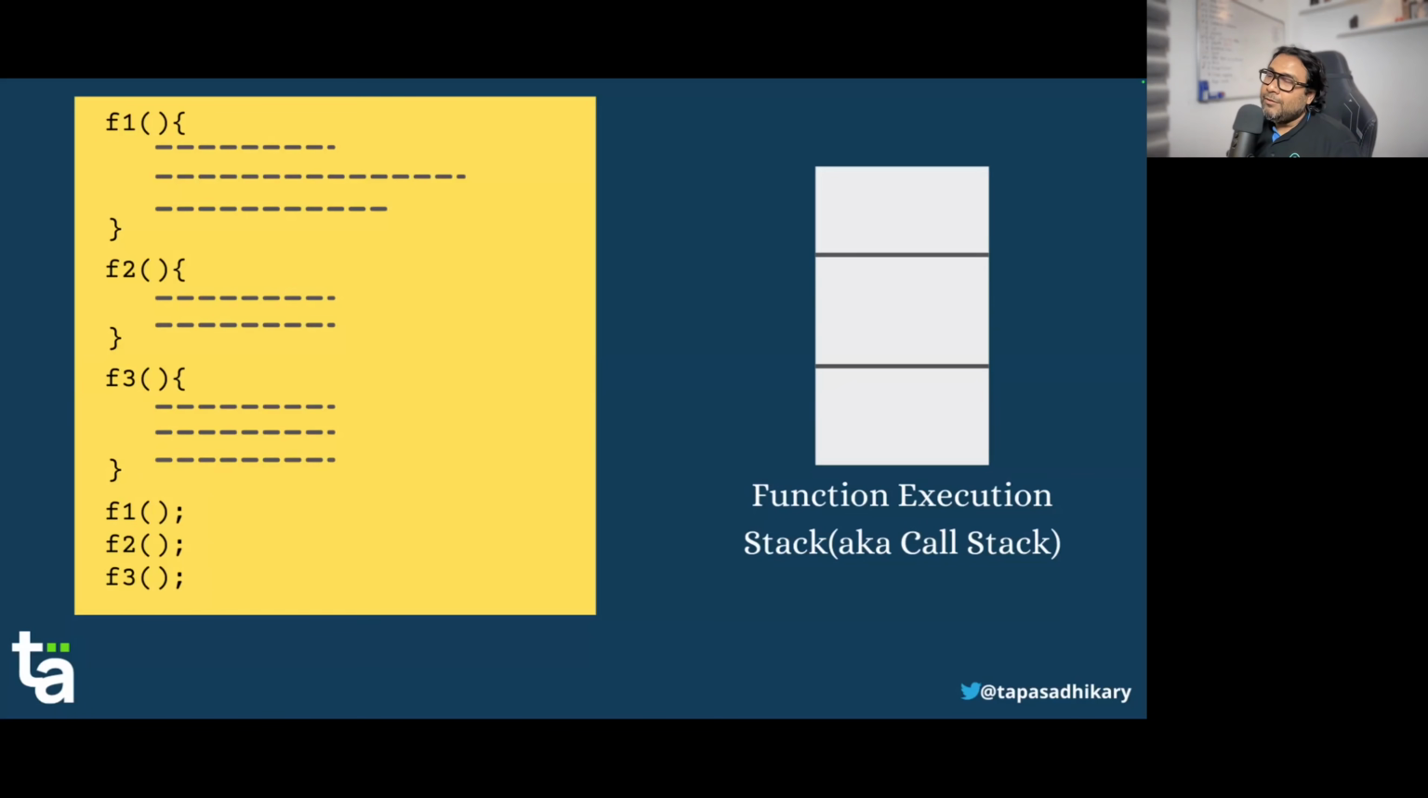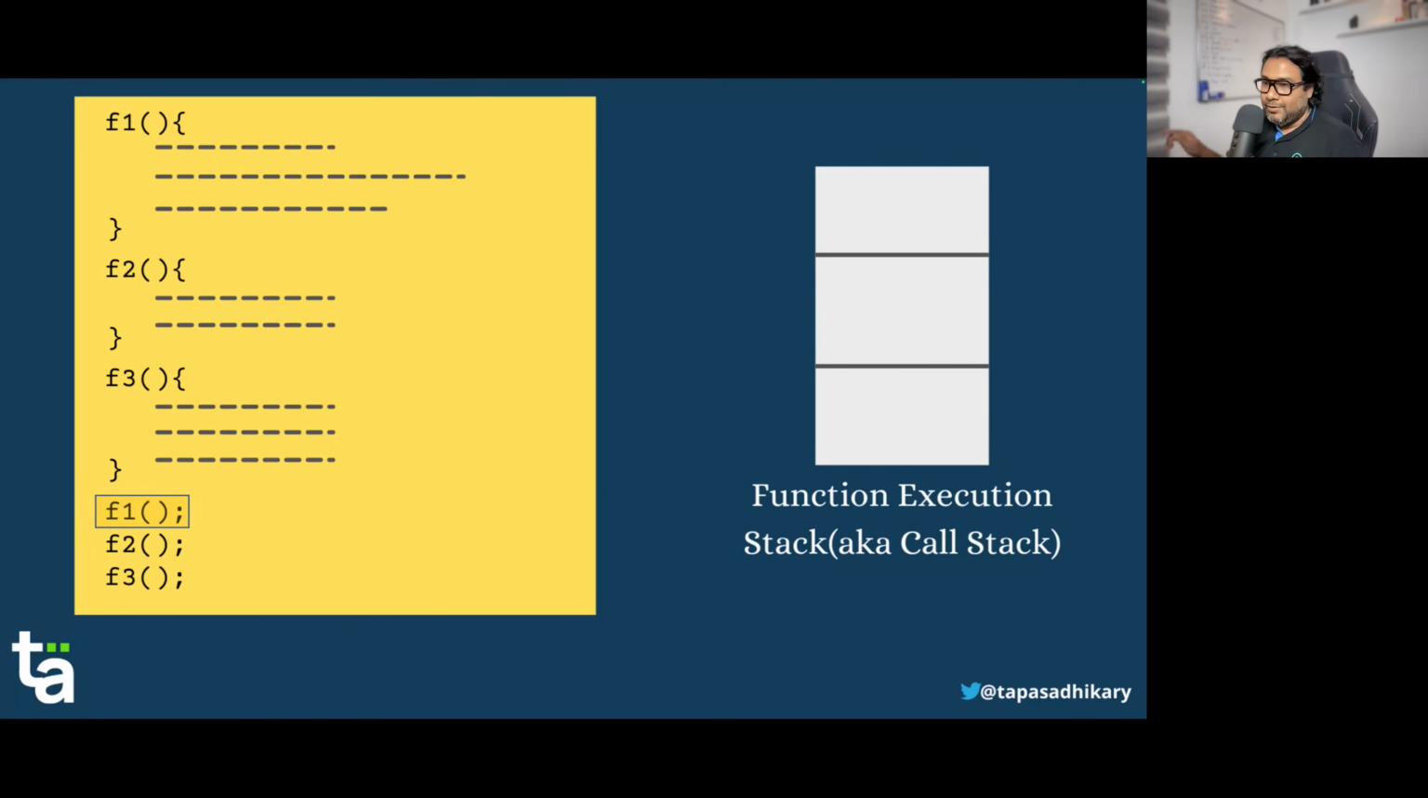So you found F1's declaration, great. Then F2 declaration, okay, great. F3 declaration, great. Now you found F1's call or invocation. You are calling or invoking F1. The moment that happened, what is going to happen?